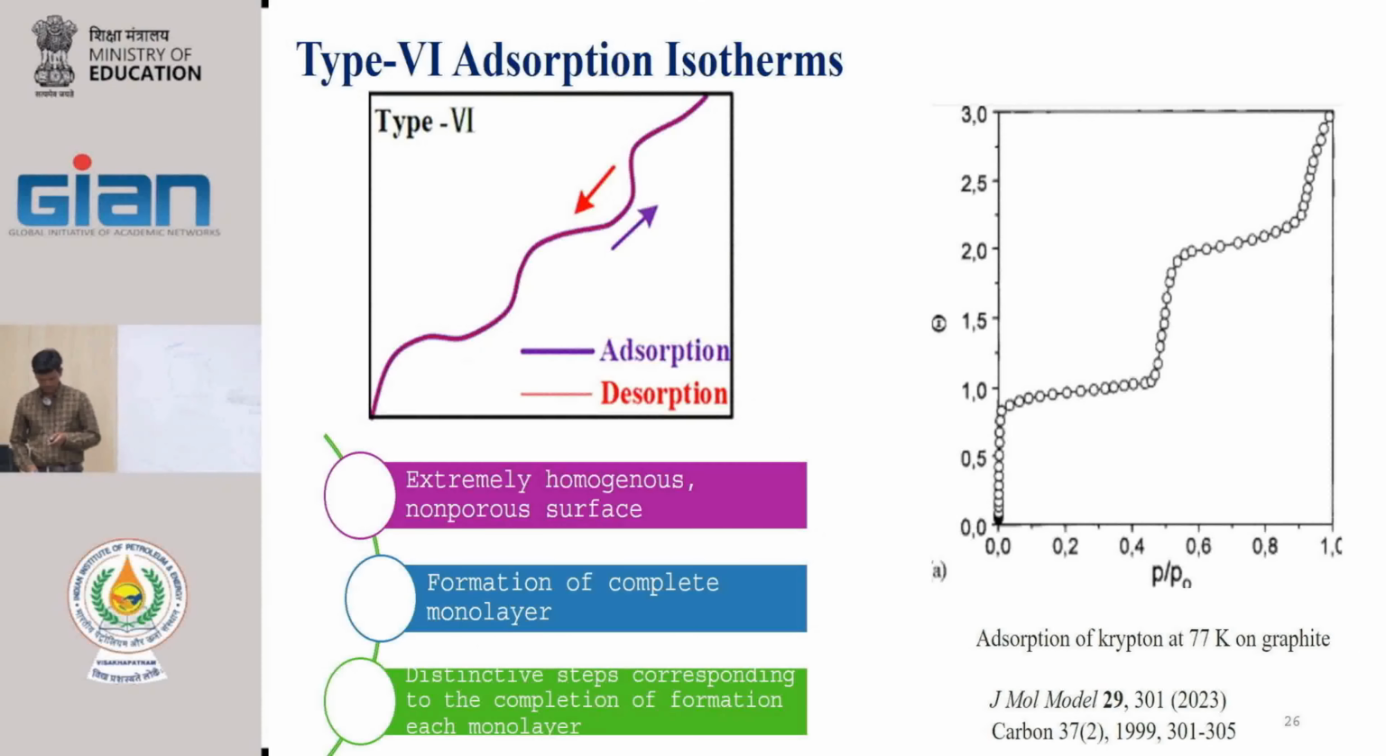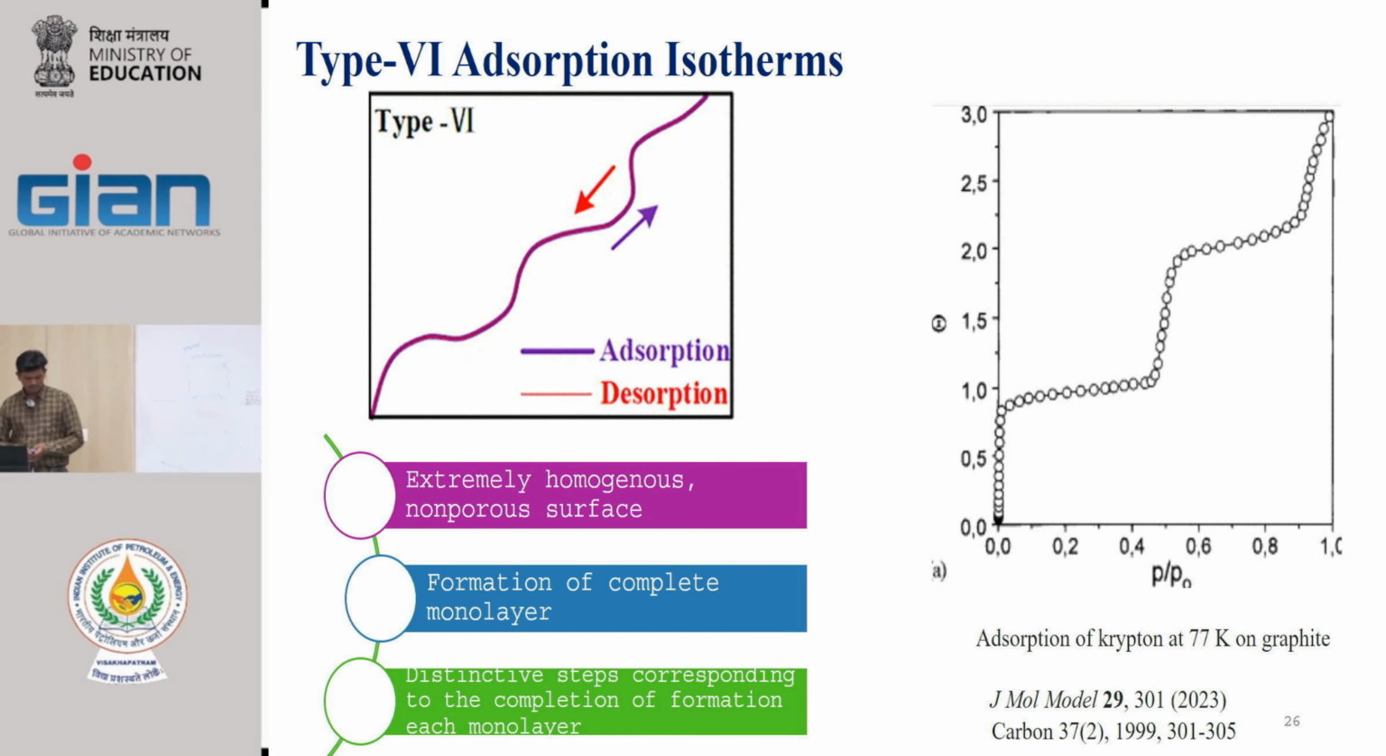So this is adsorption of krypton on a graphite surface. Look at how it actually happens. There is a peak, which means that all the krypton molecules are sitting on the graphite surface once the first layer is full, and then slowly it goes to the second layer and then the third layer.